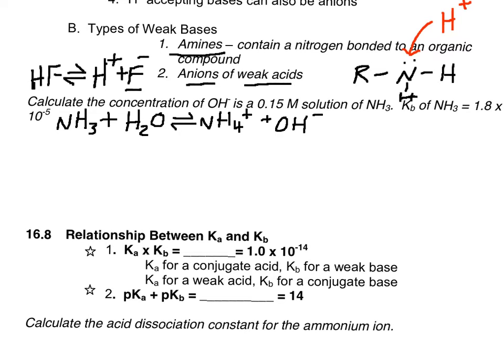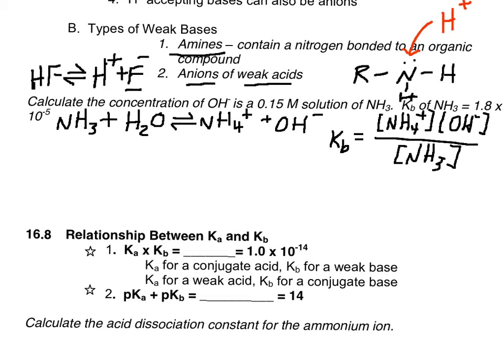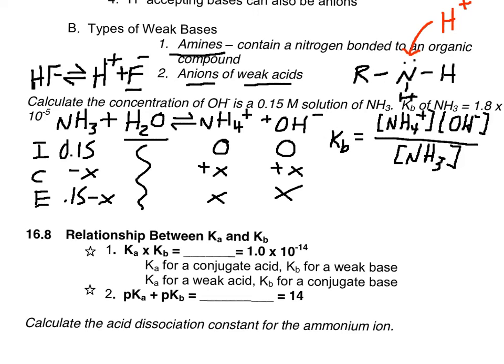Okay, here's our equation. And here's my equilibrium expression. Notice that I did not put water in my equilibrium expression. That's because water is a pure liquid, so it should not be in my equilibrium expression. Now I'm going to do my ice table. Okay, so here's my ice table, and notice that I did not include water. Again, water is not part of my equilibrium, so I do not have to have it.